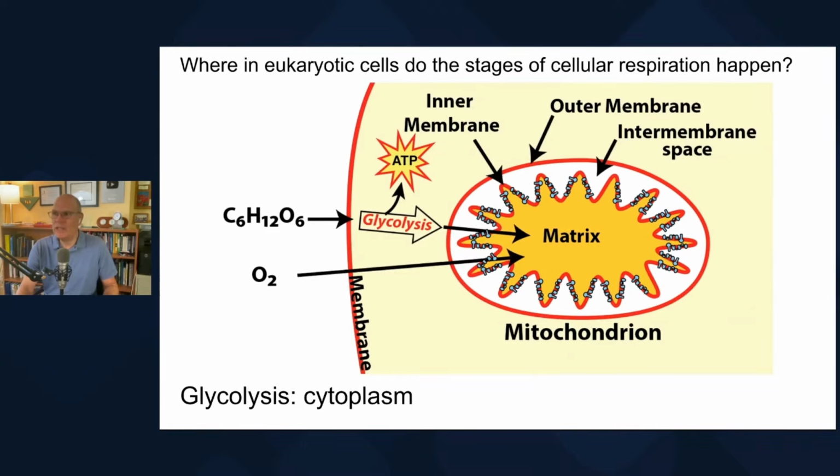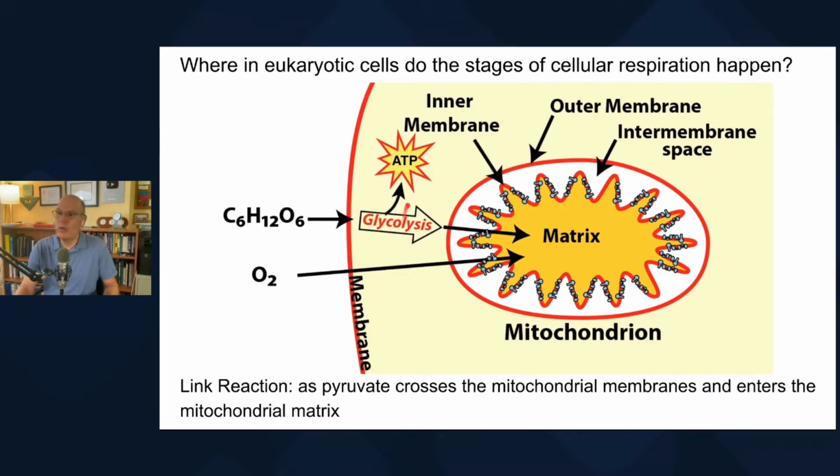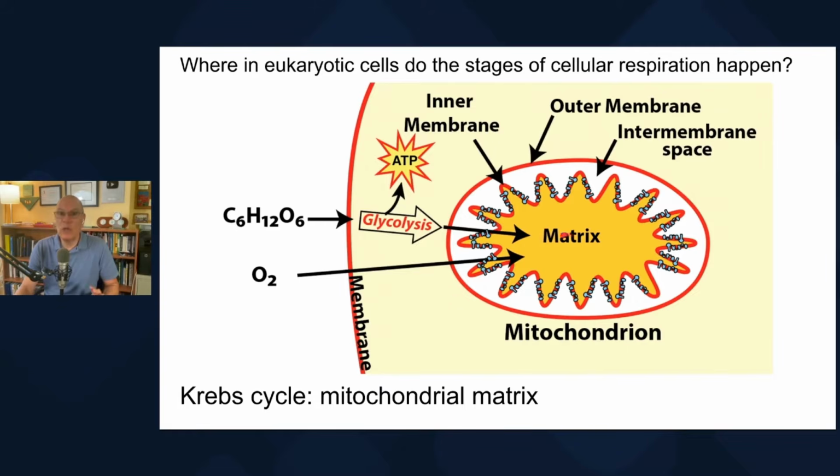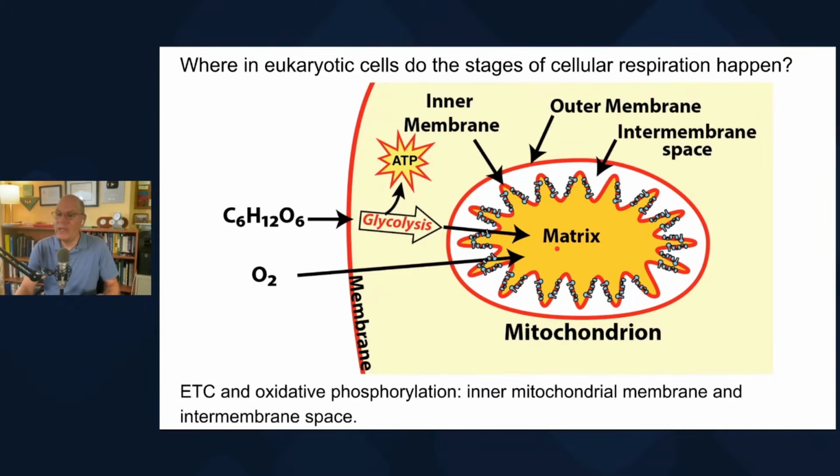Where in eukaryotic cells do all of these processes occur? Glycolysis occurs in the cytoplasm. The link reaction happens as pyruvic acid crosses the mitochondrial membranes. There are two of them, an inner one and an outer one, and enters into the mitochondrial matrix. The Krebs cycle occurs in the matrix, and the electron transport chain and oxidative phosphorylation occur along the inner mitochondrial membrane and the intermembrane space.